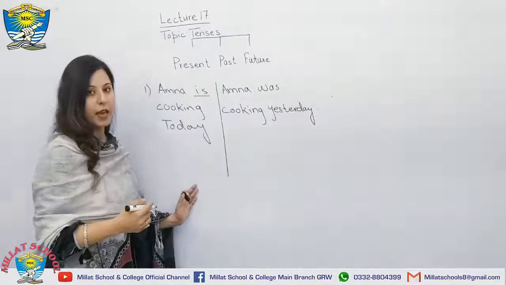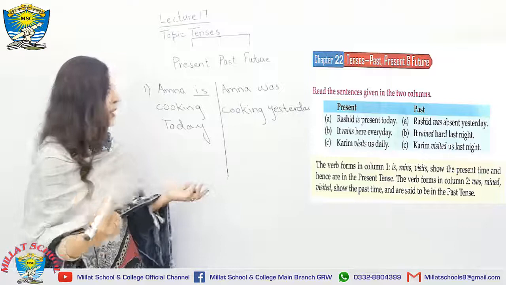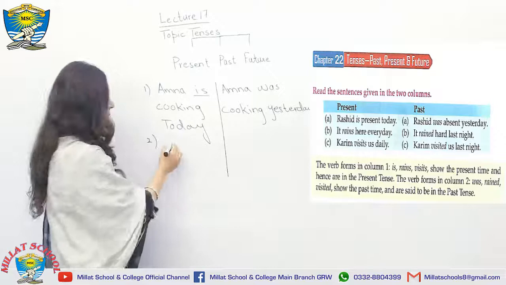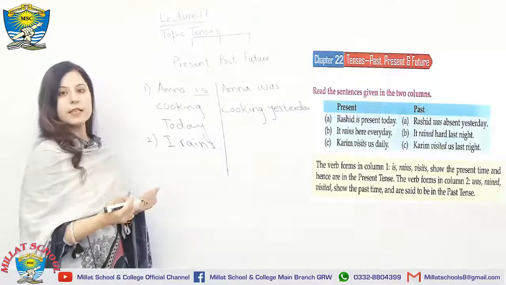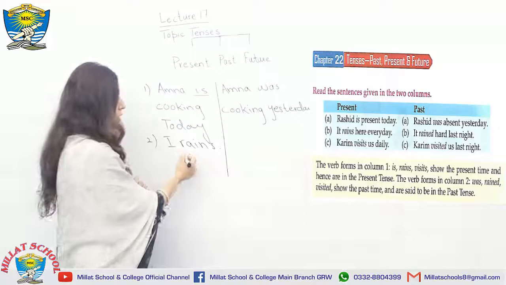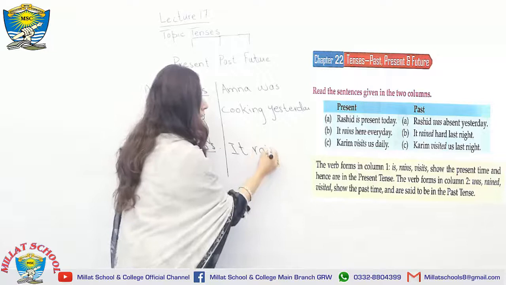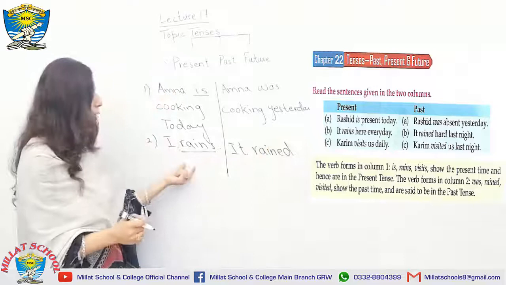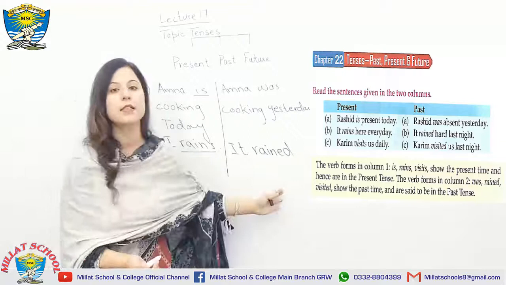This tells us many things: we are now able to understand the present and the past. Let's move to more examples. It rains. This also tells us something is happening now. And moreover, if I change it without any specific day or timing, I'll change just the form of the verb, which will be it rained. Got it? Now you can easily identify the two differentiations here. One tells us about specific timing and the other has no timing mentioned. This tells us about the present, and this is the example of past.